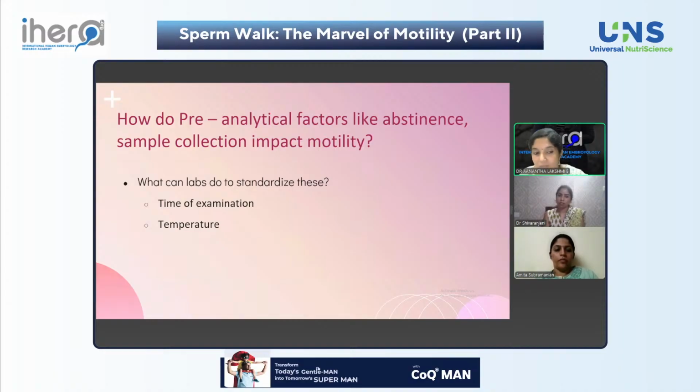Yes, sir. 37 degrees Celsius, some reports say it is detrimental. So you can set your incubator at 32 or 33 degrees Celsius. That is still better than 16 degrees Celsius.